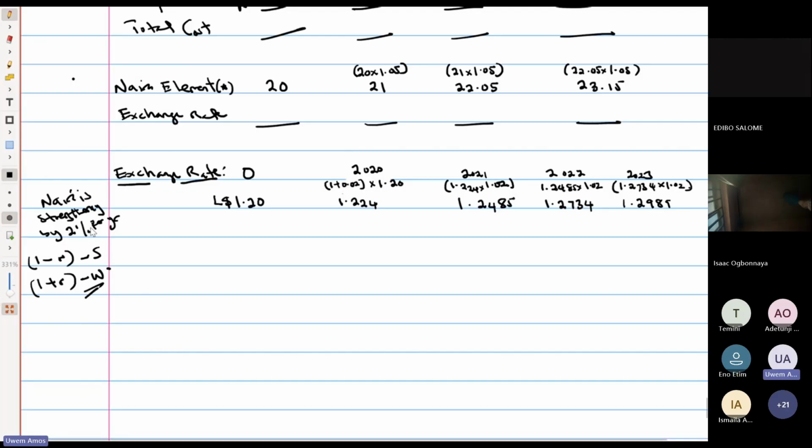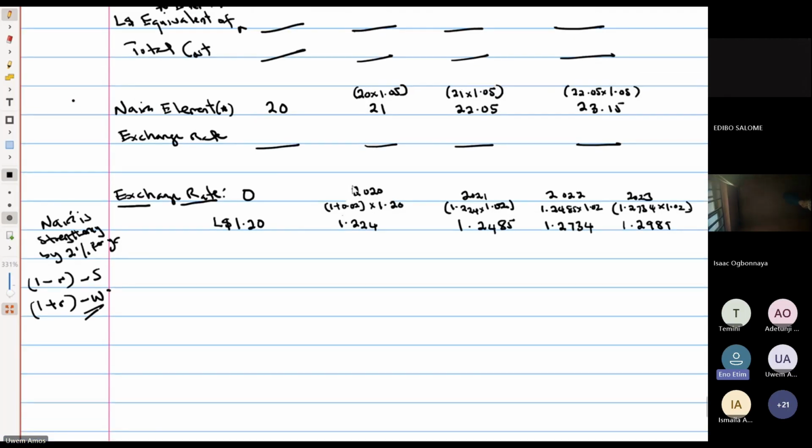No, 2%. 1.2 is 20%. 2% is 0.02. So that's 1.02. So it's just 2 divided by 100, then plus 1. It's 1.02. Okay. Yeah, 1.2 is 20%. Is that okay? I'm not getting where you get the 20%. I saw where you get the 2%. Which 20% are you referring to? I said you mentioned 1.2 and I said 1.2 is 20%.